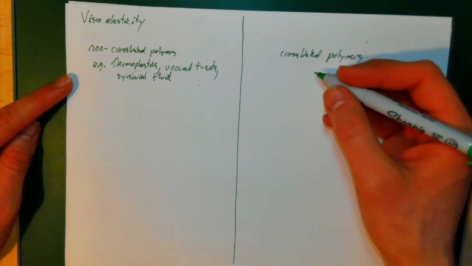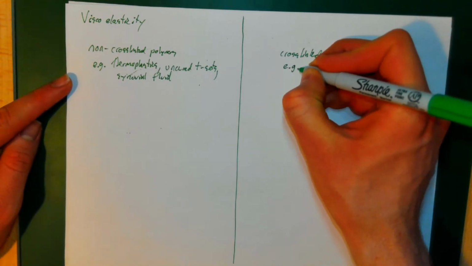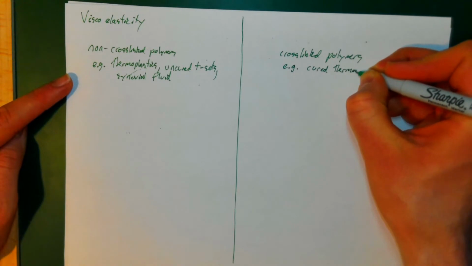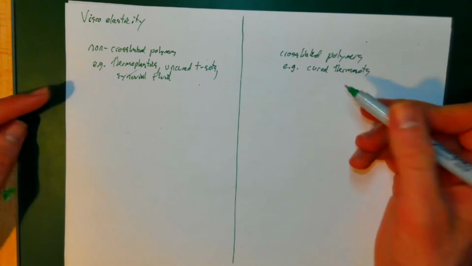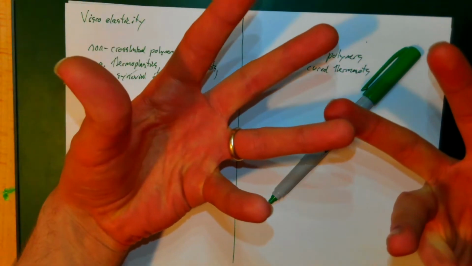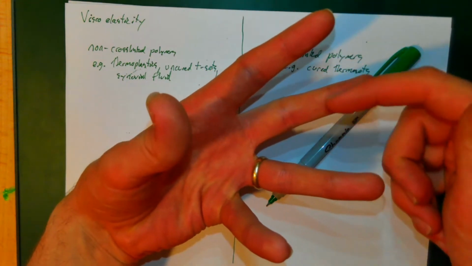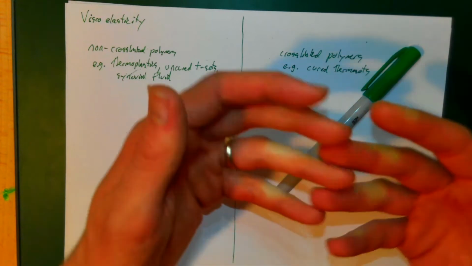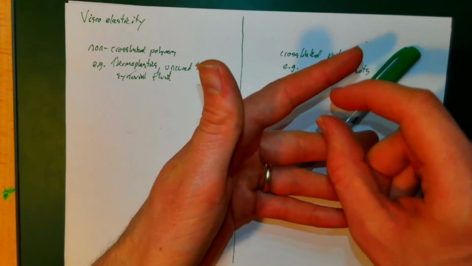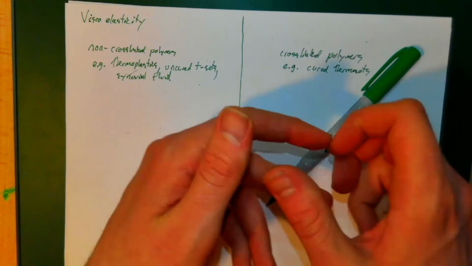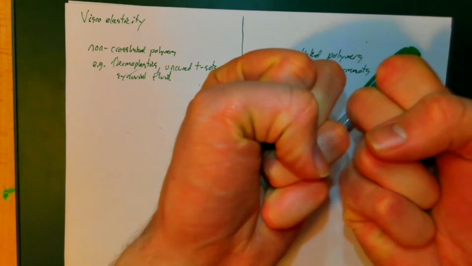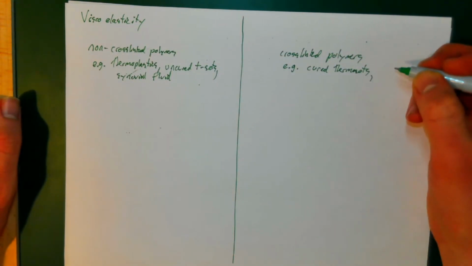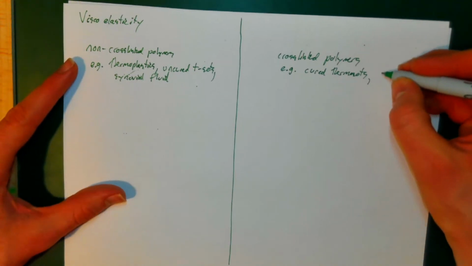Cross-linked polymers are cured thermosets. If you remember the thermoset processes, you start with a bunch of polymer chains, but then you form covalent crosslinks between these chains through some curing process, like by growing monomer bridges between the chains that polymerize to basically lock all of those chains together. So cured thermosets are one example. Also some hydrogels.